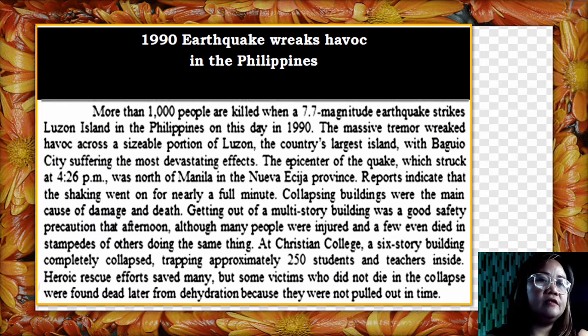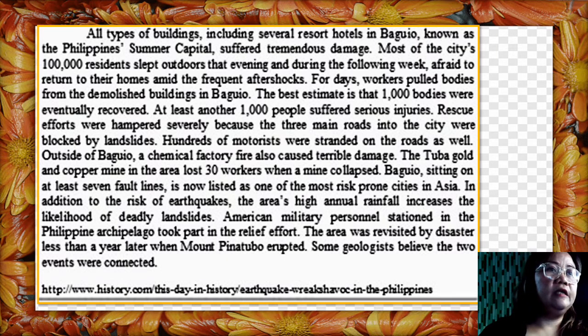At Christian College, a six-story building completely collapsed, trapping approximately 250 students and teachers inside. Heroic rescue efforts saved many, but some victims who did not die in the collapse were found dead later from dehydration because they were not pulled out in time. All types of buildings, including several resort hotels in Baguio, known as the Philippines' summer capital, suffered tremendous damage. Most of the city's 100,000 residents slept outdoors that evening and during the following week, afraid to return to their homes amid the frequent aftershocks.